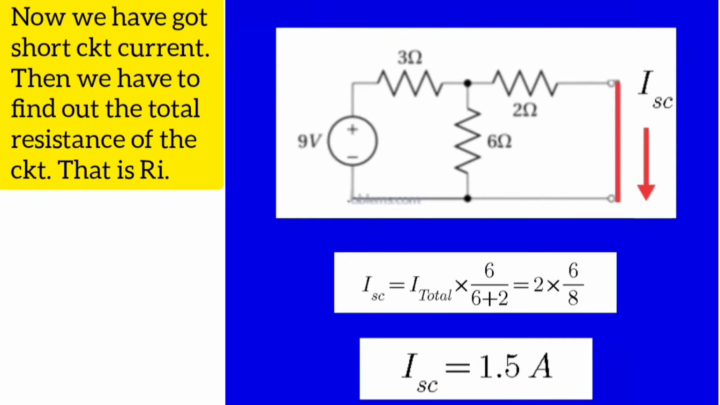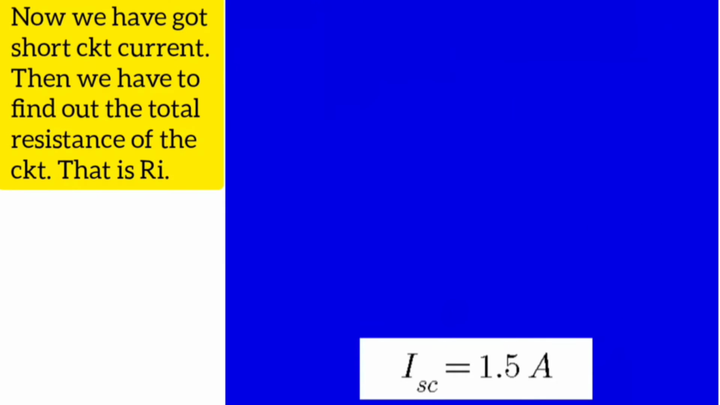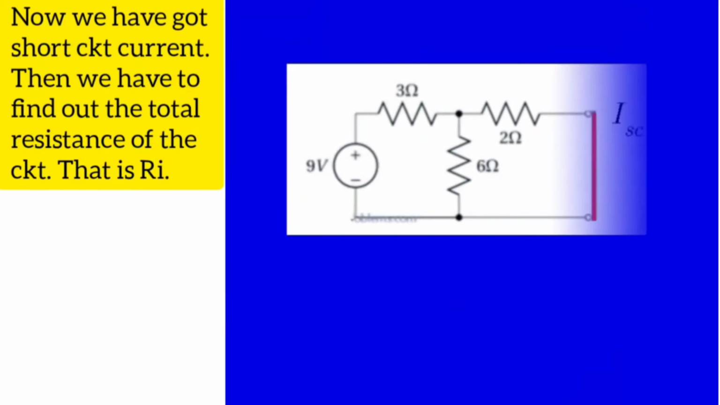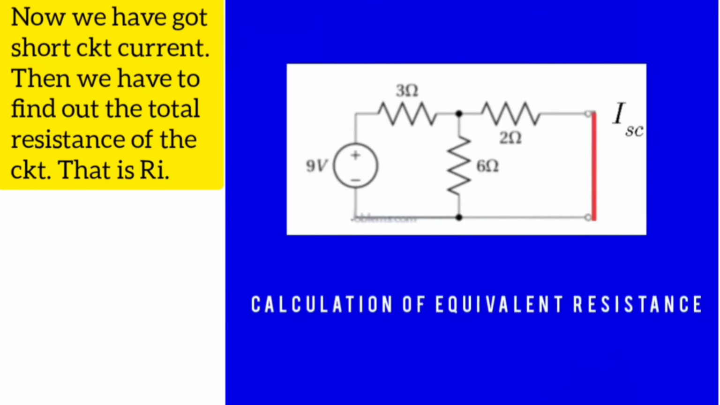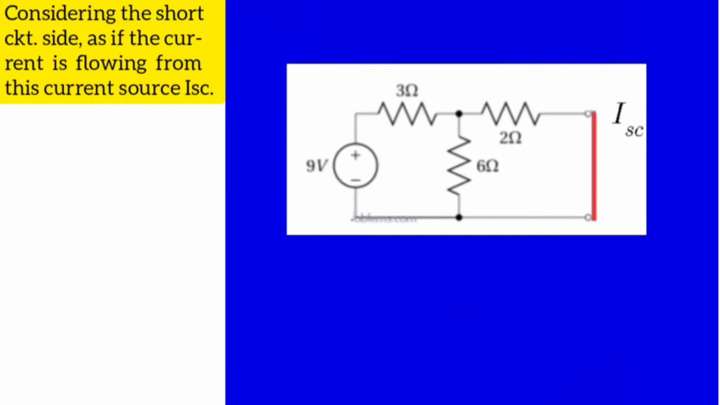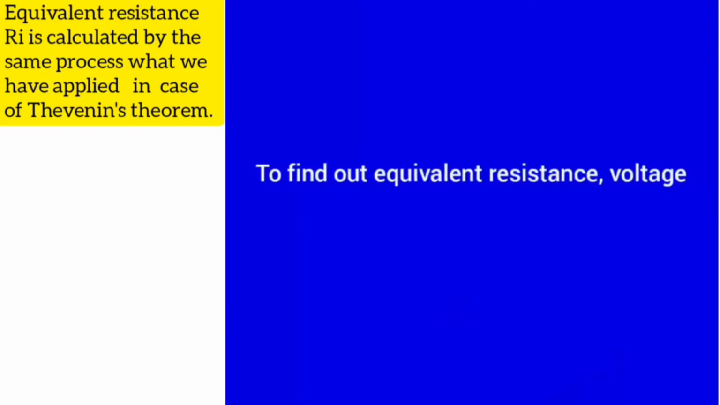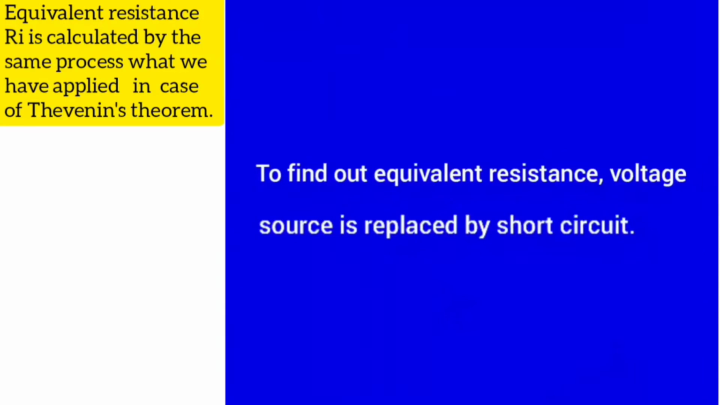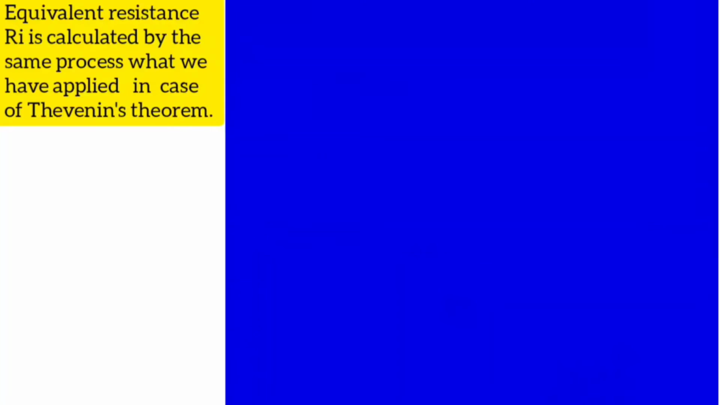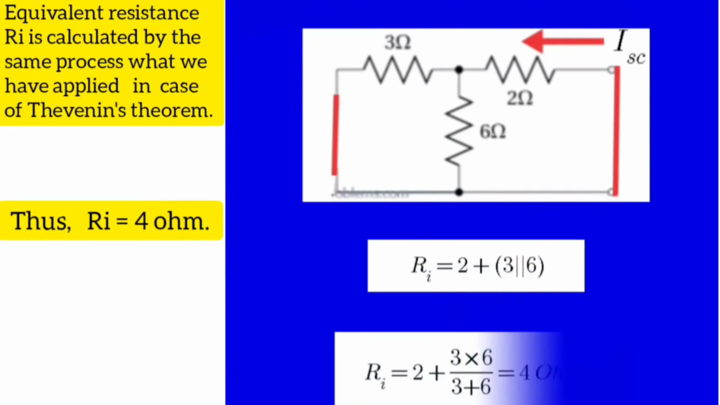Now that we have got the short circuit current, we have to find out the total resistance of the circuit, that is Ri, considering the short circuit side, as if the current is flowing from this current source ISC. Equivalent resistance Ri is calculated by the same process that we applied in the case of Thevenin's theorem. Thus Ri equals 4 ohm.